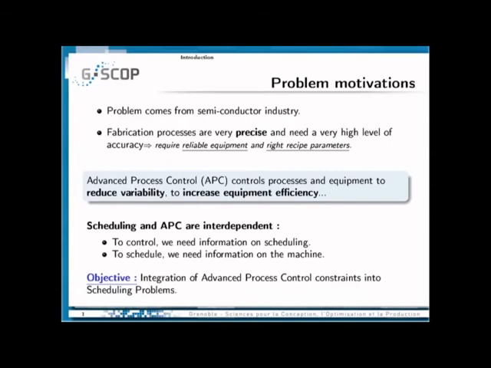In the literature, APC and scheduling are treated separately. However, they are interdependent. Indeed, to control, we need to know what is going to happen on the machine. And to schedule, we need to have information on the machine. Thus, the objective of the problem is to integrate APC, and more precisely APC constraints, into a scheduling problem.